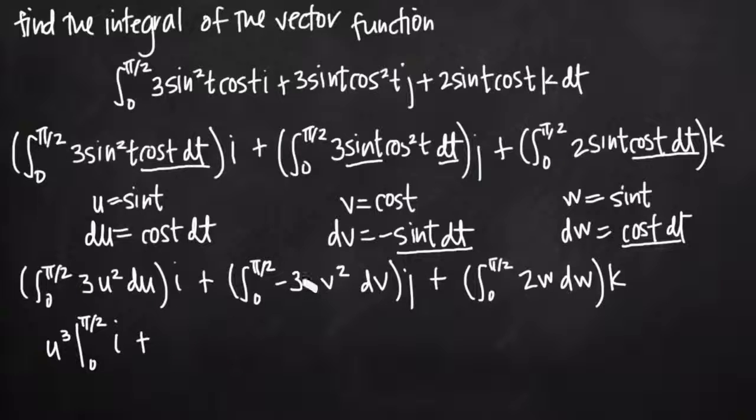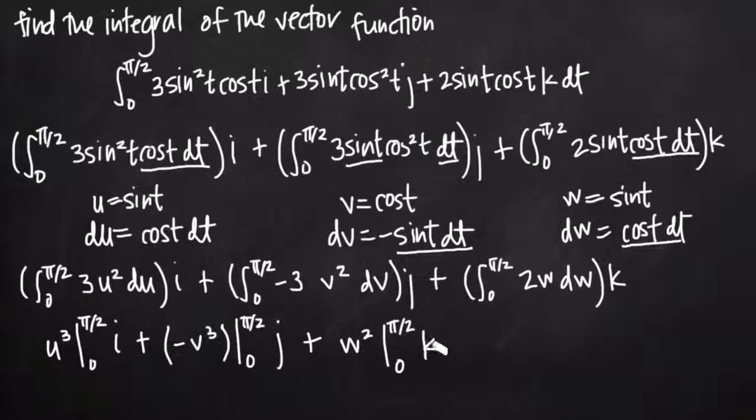Now here for our second integral, the integral of negative 3v squared is just going to be negative v cubed. So we'll get negative v cubed evaluated on the interval 0 to pi over 2. And again, t equals 0 to t equals pi over 2 multiplied by j. And then for our third integral, the integral of 2w is w squared, so we'll say plus w squared evaluated on the interval t equals 0 to t equals pi over 2 and multiplied by k.